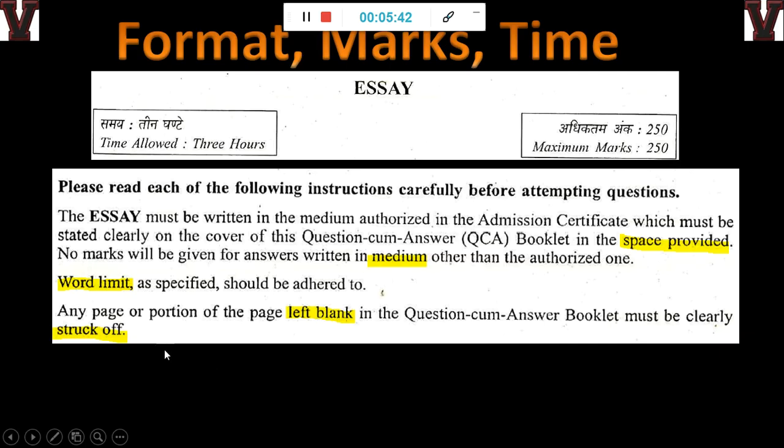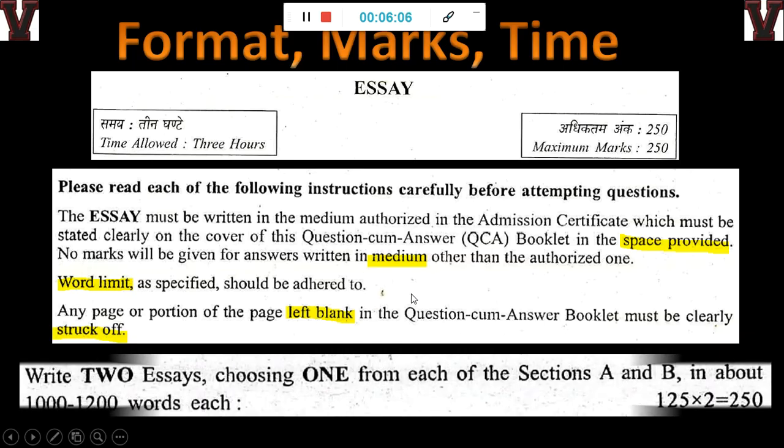Now word limit as specified should be adhered to. Okay, so word limit should be adhered to, and any page or portion of the page left blank in the question paper or the answer booklet must be clearly struck off. Okay, so that's common for every paper. And also in paper A and paper B, you would have seen they have strictly mentioned like we will deduct marks and all. Here they have not mentioned that line, but still word limit has to be tried to be in limit. Okay, like for example, you will have to write 2 essays in section A and section B. I will show you how it looks like, and it will be 125 into 2, 250 marks. So 2 essays you have to write in 3 hours, and each should be around 1200 words.